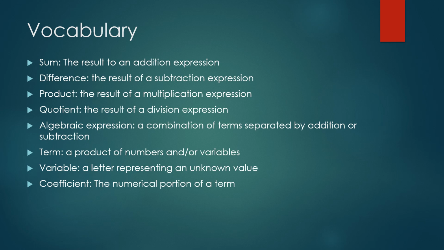negative coefficient. A term is simply the product of numbers and or variables. In other words, the result of a multiplication. A variable is a letter representing an unknown quantity, and a coefficient is a numerical portion of a term. For example, in the value of 3x, then the 3 would be seen as the coefficient.